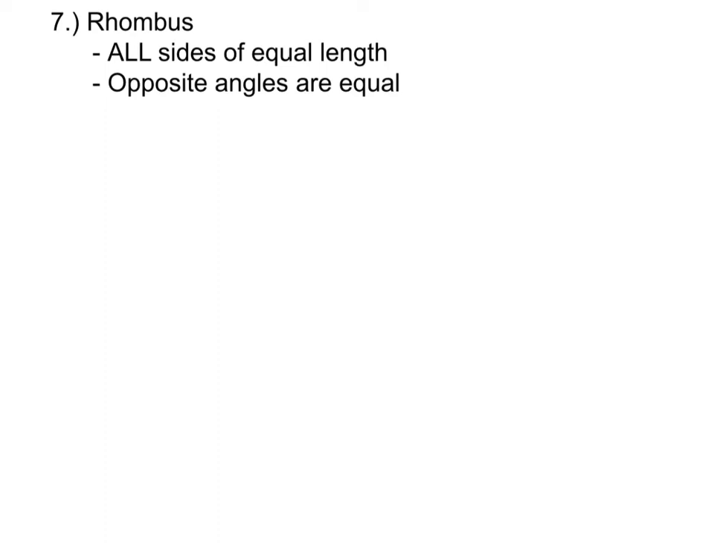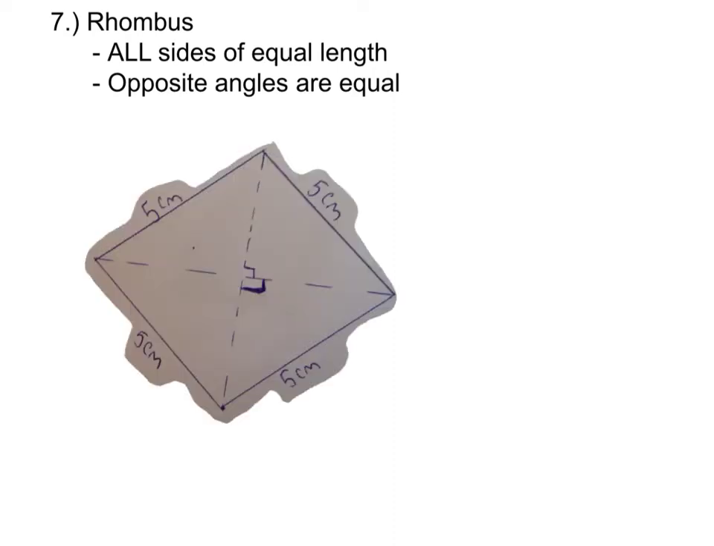A final type of quadrilateral we'll look at is called a rhombus. A rhombus has all sides of equal length and opposite angles are equal. Here is the rhombus that we'll be looking at. As you can see, all sides are 5 centimeters in length. And we won't worry about the angle measures in this case.